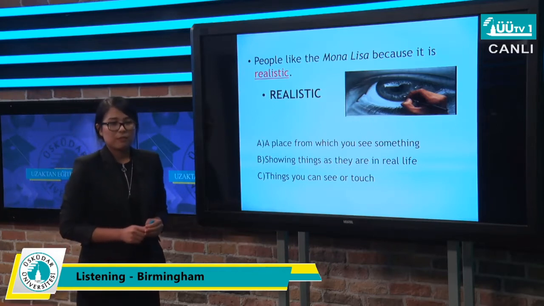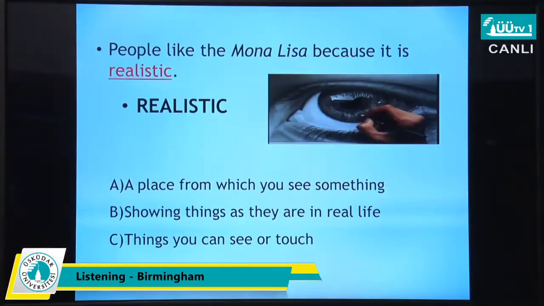Our next vocabulary is realistic. Let's read the sentence. People like the Mona Lisa because it is realistic. Realistic is an adjective. Verb derivation of realistic is real. So we have to pay attention in our options to find the word real. Let's read the options. A, a place from which you see something. B, showing things as they are in real life. C, things you can see or touch. So, as you see, only in option B do we have the word real. So you can say that our answer is B.